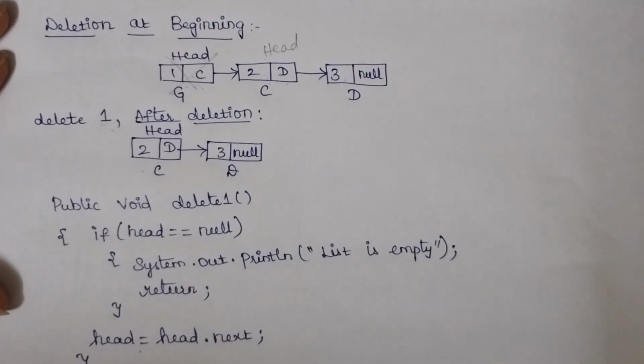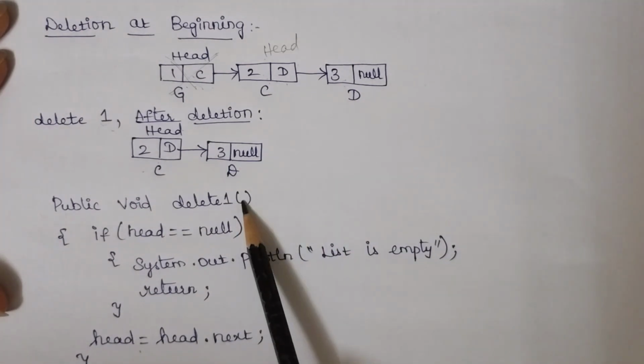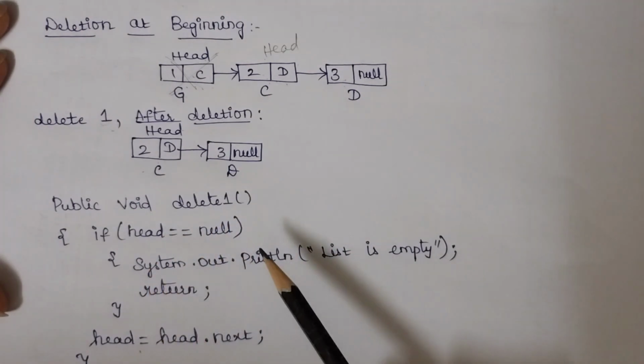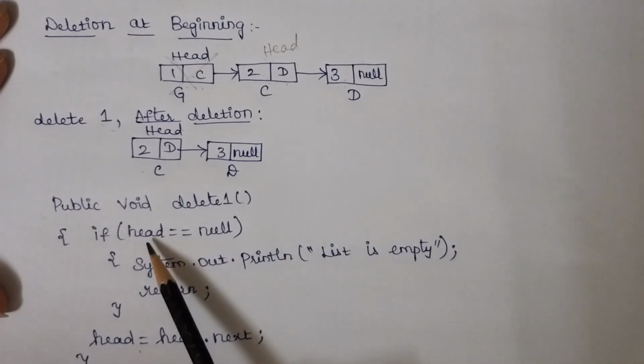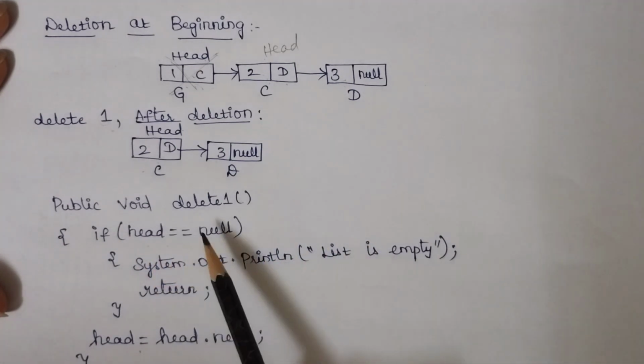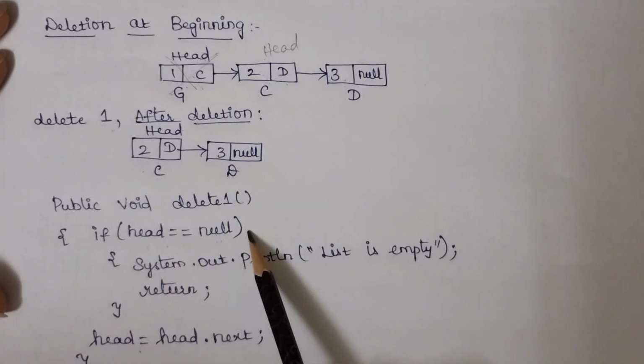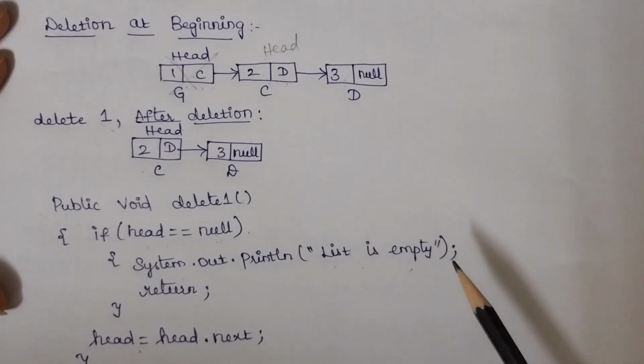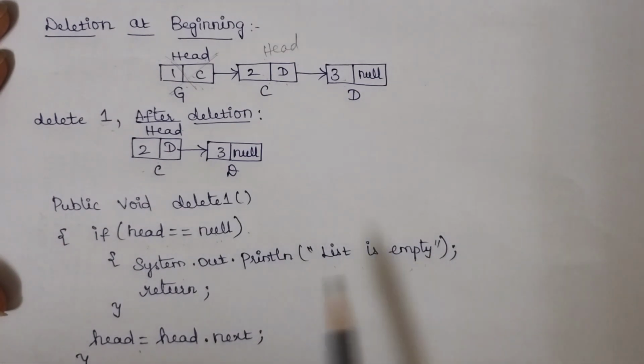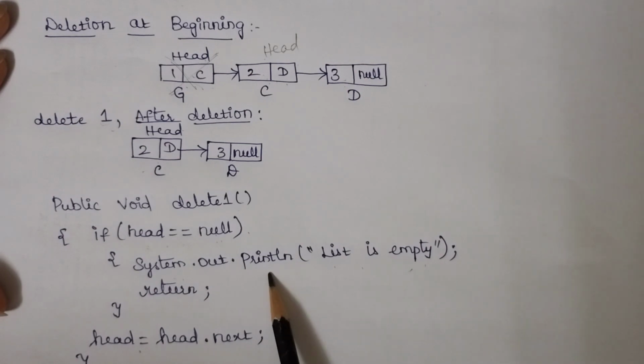Before performing deletion, first you need to make sure whether the list is empty or not, because you cannot perform deletion on an empty list. How do we check whether the list is empty? By checking whether your head is equal to null. If head is equal to null, it means your list is empty. So you can give a statement like "your list is empty, you cannot perform deletion in this", using the print statement System.out.print.